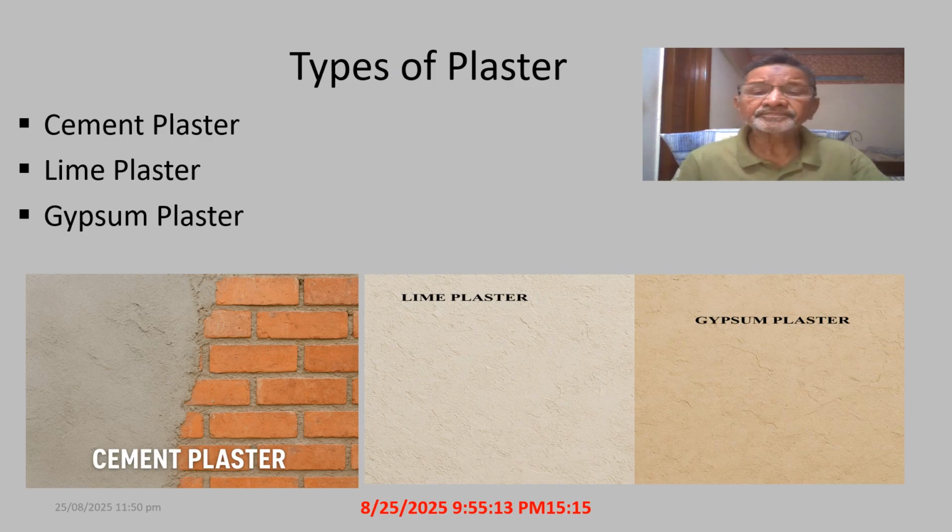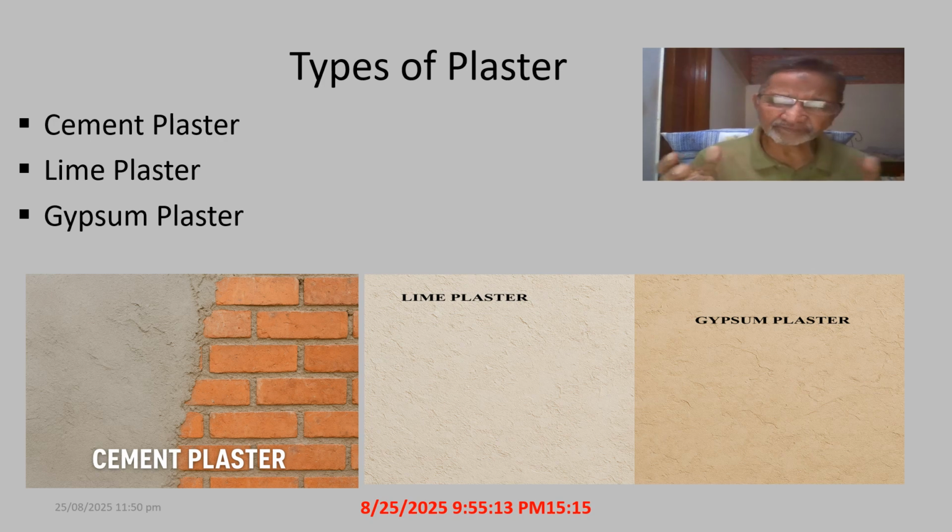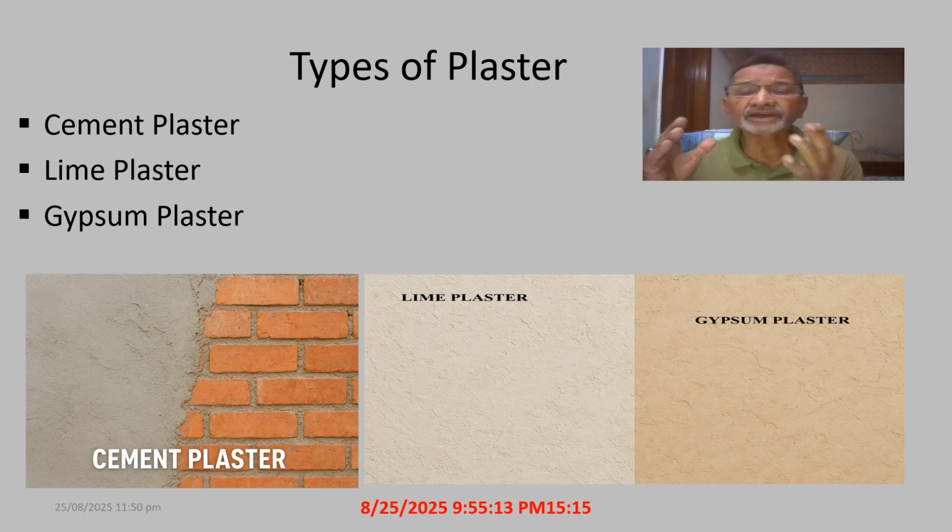Dear viewers, in this slide we'll discuss the types of plaster. There are several types of plaster, but in this presentation we are going to discuss three types. That is cement plaster, which is a mixture of cement, sand and water, strong and durable, used for the exterior and interior walls of buildings.